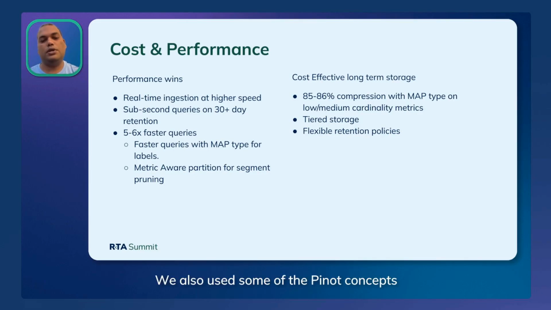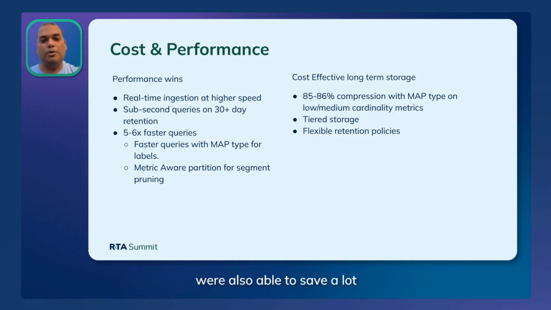We also used some of the Pinot concepts like partitioning. We were able to create a partition on the metric name, because most PromQL queries always run with the metric as a key. So you can create a partition in a way that whenever the query is run, you can always prune certain segments, which definitely helps in data scanning and improving your query performance.